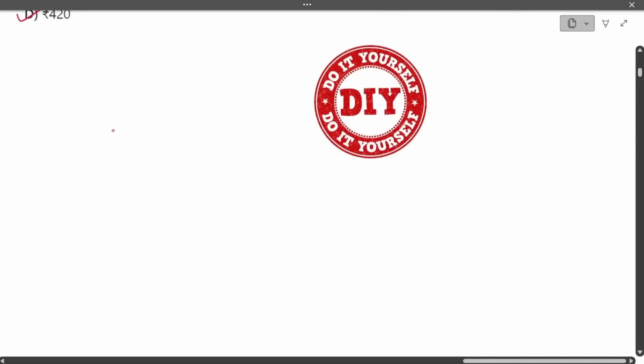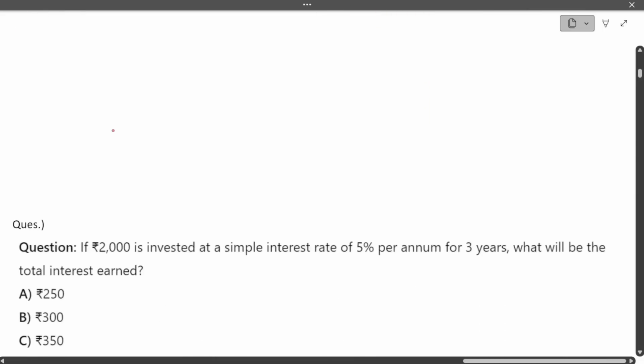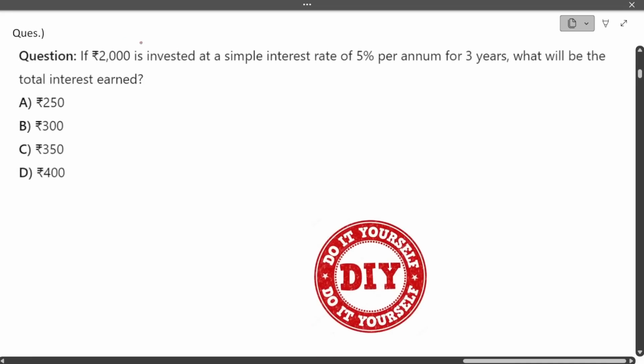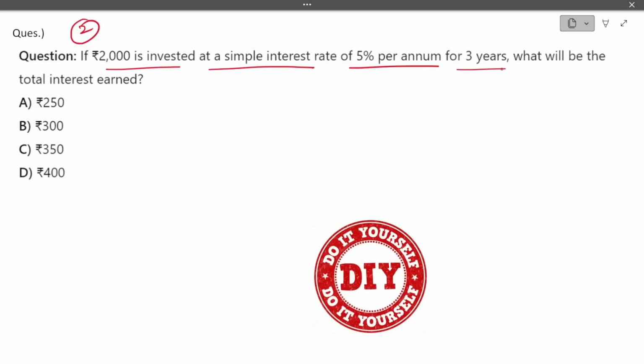Okay, let's move on to DIY question number 2. Let's read this question. If 2000 is invested at a simple interest rate of 5% per annum for 3 years, what will be the total interest earned? We are given different options: 250 rupees, 300 rupees, 350 and 400 rupees. Out of these, calculate and find the final answer, and let me know the answers in the comment box.